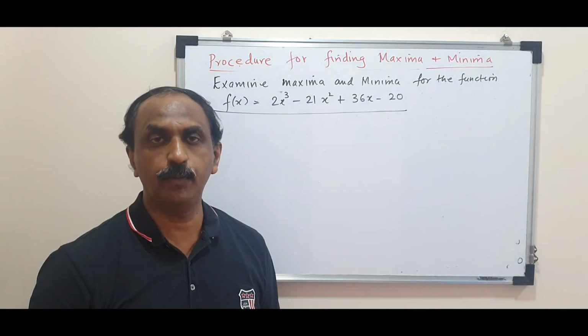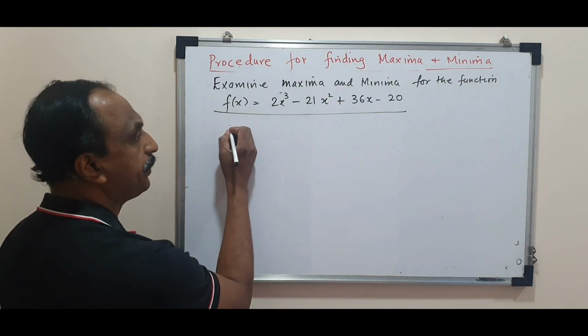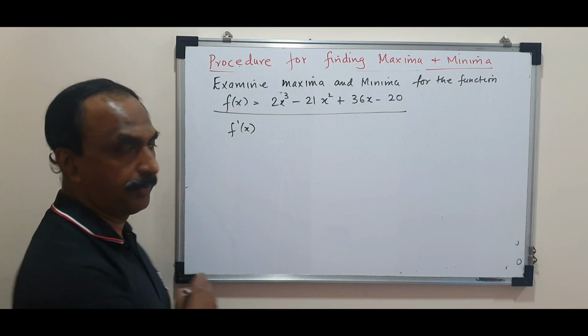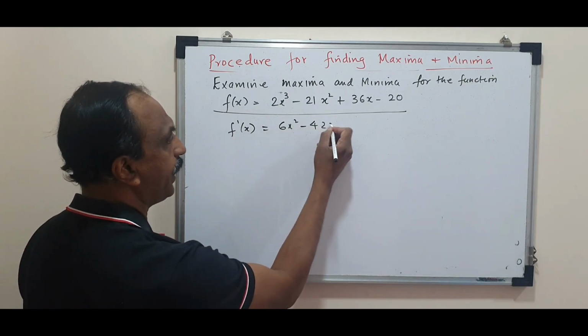Let's practice one more problem. So we need to find the maximum and minimum of this function. So first step is to find f dash of x. Step number 1 is to find f dash of x. That is 6x square minus 42x plus 36.